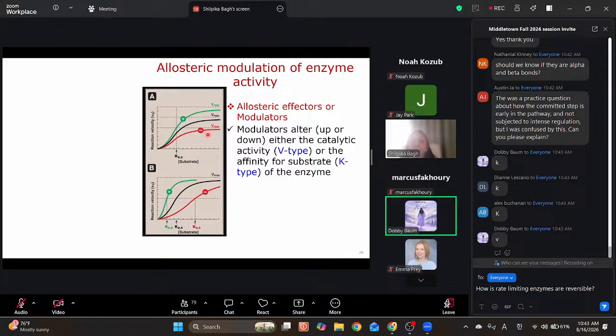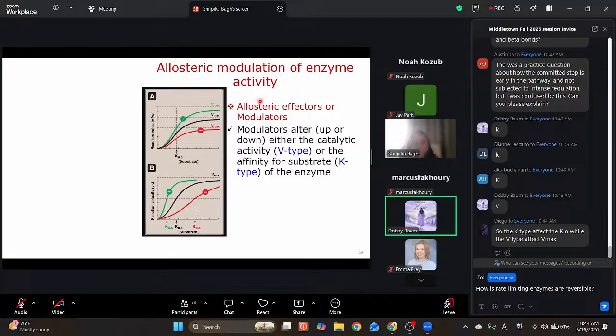I was just wondering what K-type means, and why it's not a KM. Allosteric enzymes do not have a KM, so there's no affinity to represent, and they do not follow Michaelis-Menten kinetics. So you will not extrapolate hyperbolic curve kinetics to an S-shaped enzyme. They are different enzymes. It's just K-type and V-type.